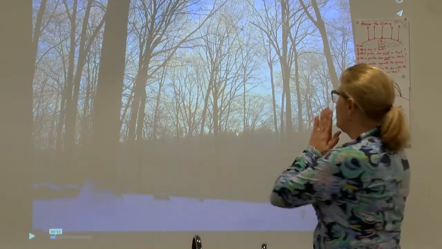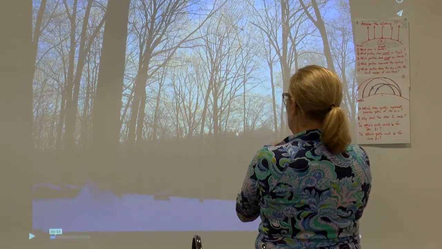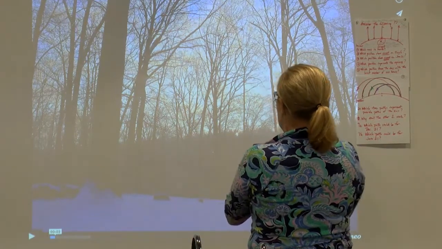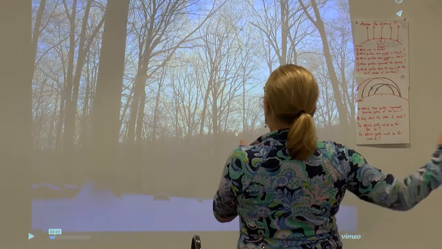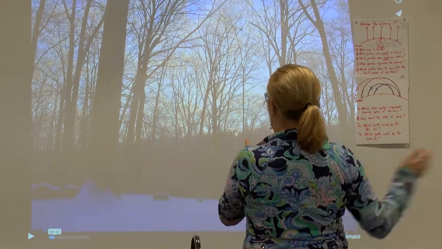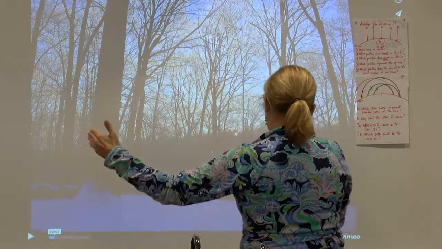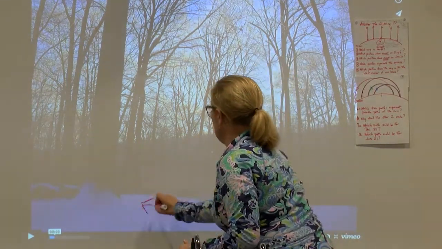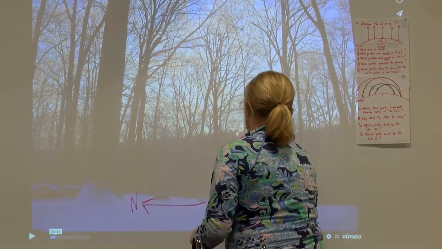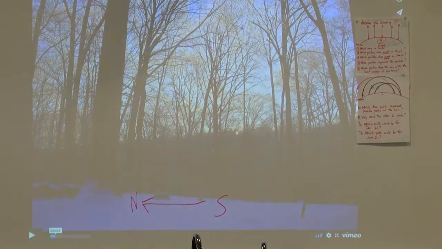Now we're facing east, okay? Let's pretend we're facing New York. What is to the right and what is to the left? If you're facing New York, Florida or south is to the right, and Canada is to the left, so this would be north and this would be south. Okay, so watch as the sun moves throughout the year.